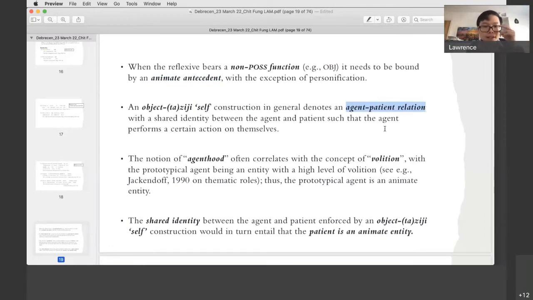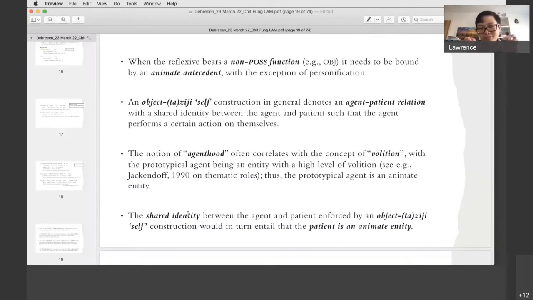There is a shared identity between the agent and patient, and it's quite well known that the notion of agenthood correlates with the concept of volition. A prototypical agent is usually characterized as having high volition, and only an animate entity, not an inanimate entity, can have a high level of volition. So the shared identity enforced by the object Zhuzi construction would entail that the patient is also animate, because we are trying to denote the meaning of somebody doing something to himself or herself. So it's a kind of syntax and semantics correlation.